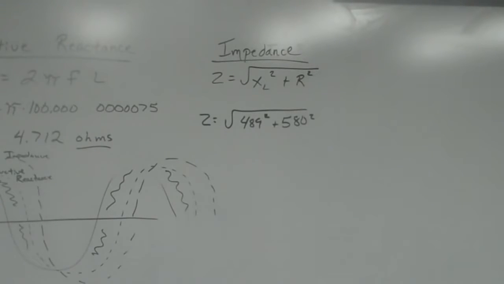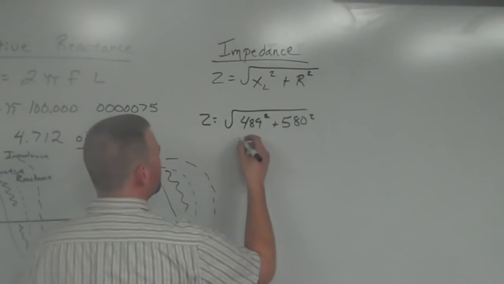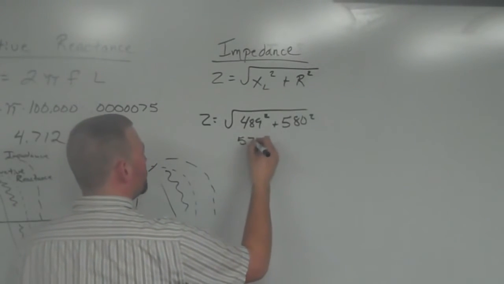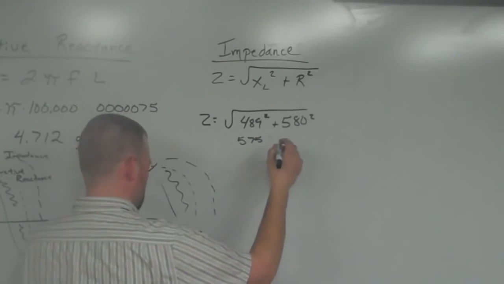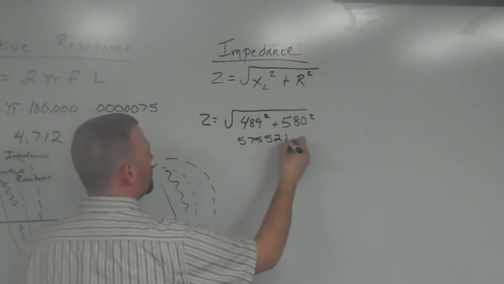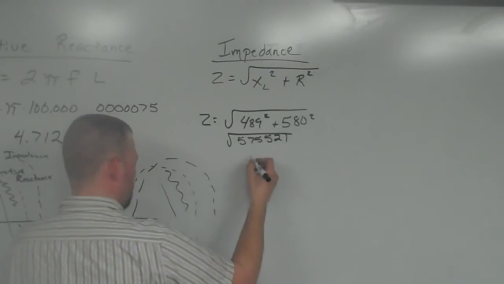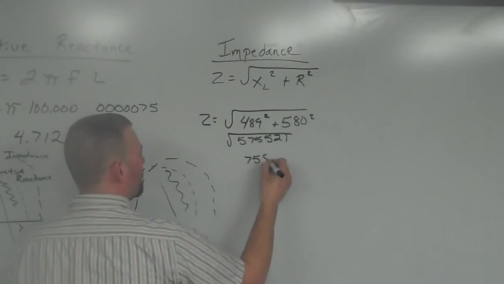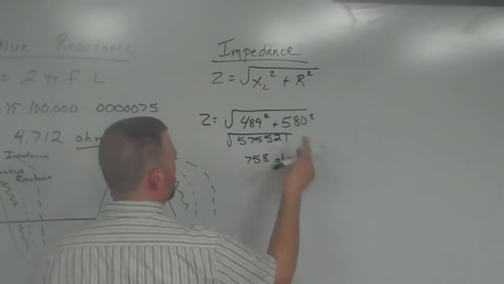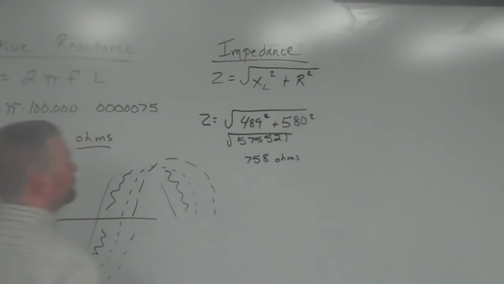If we've got 489 squared plus 580 squared, that's going to equal 575,521. We're going to square root that. That brings me down to 758. So I'm going to say these two right here, 575,521, then I square root that. That brings it all the way down to 758 ohms.